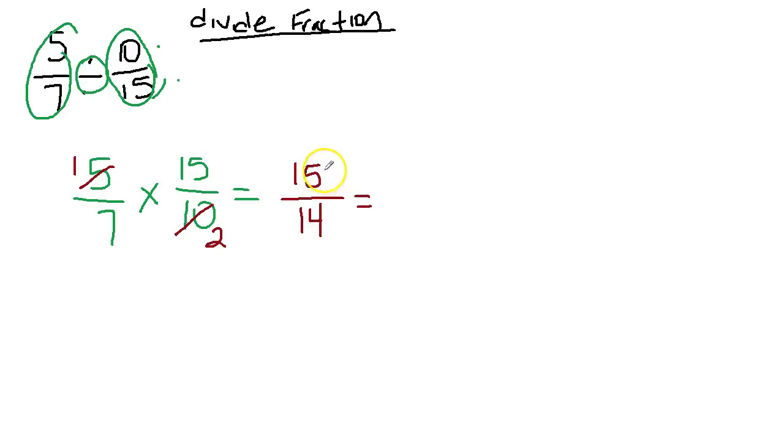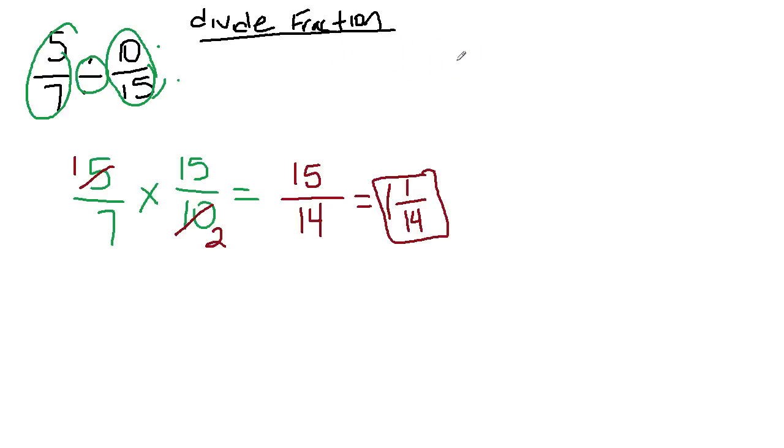You cannot leave an answer as an improper fraction. You turn it into a mixed numeral. So that equals 14 into 15 is 1 with 1 remainder, and you keep the denominator 14. That, ladies and gents, is our answer.